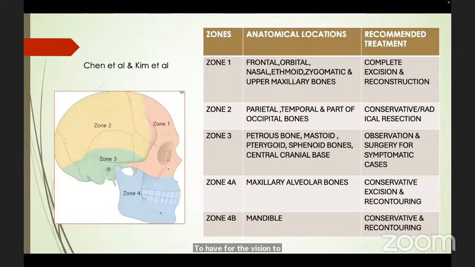Otherwise, you should not mess with the optic canal, because most of the time it has been seen that prognostically the vision is worsened after such a procedure. And in zone 4, again 4A, maxillary alveolus and mandible, all those areas are where you can do either a recontouring or conservative management as decided.